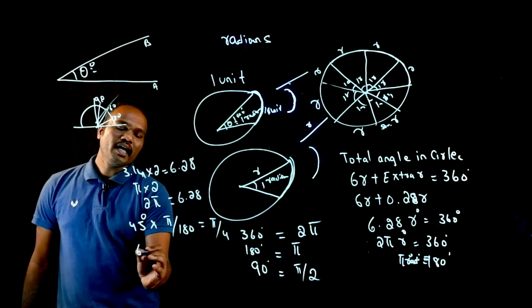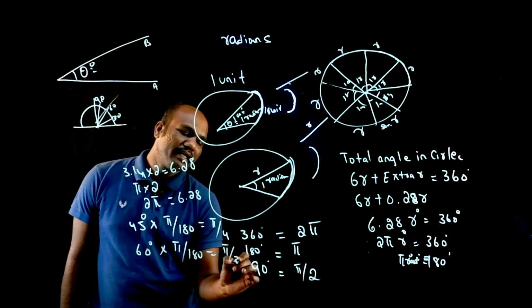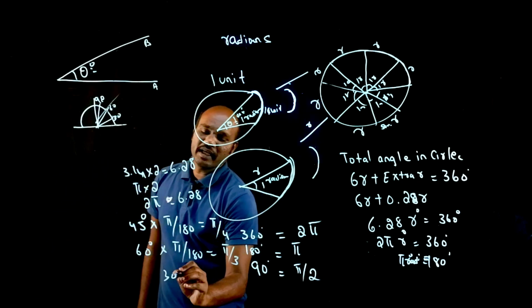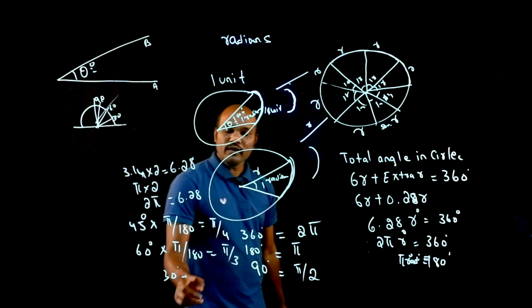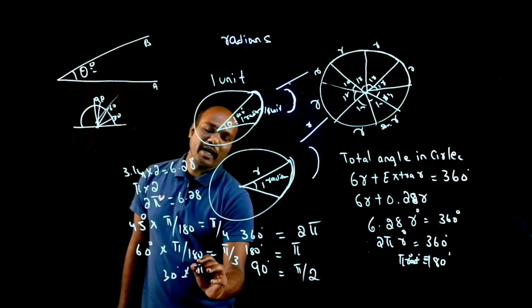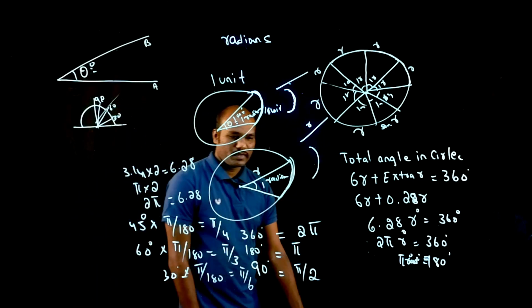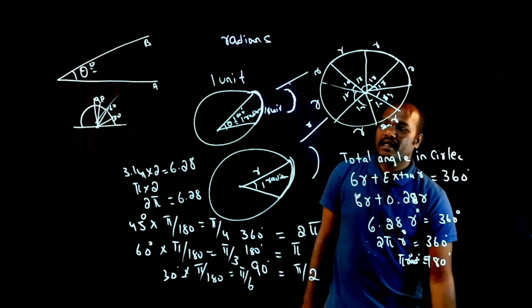If it is 60 degrees, how much will it become? Multiply by pi by 180. That will become pi by 3. How much will be 30 degrees? Calculate. 30 into pi by 180. How much is that? Pi by 6. Did you know how to calculate?